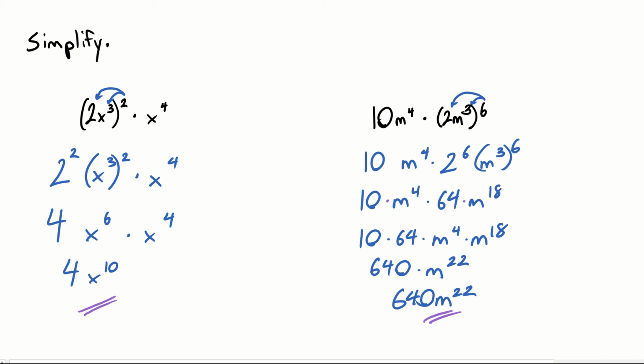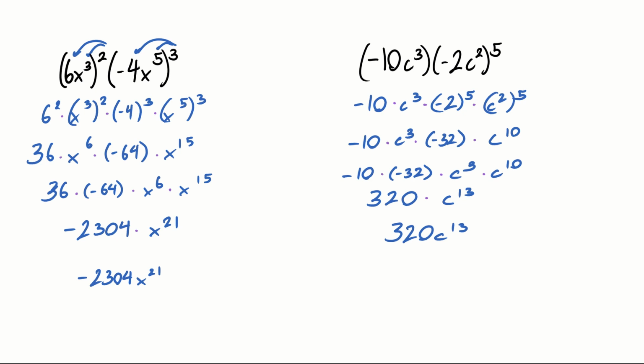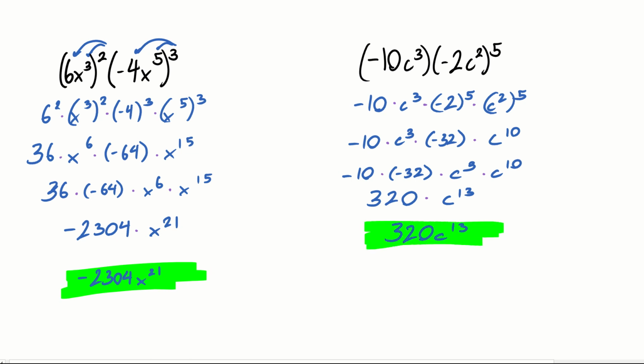Good. All right. These next 2 right here, I'm going to ask you to try on your own. Pause the video now. When you're done, unpause it. See what you got. Did you get these solutions? Negative 2,304 x to the 21st, 320 c to the 13th.